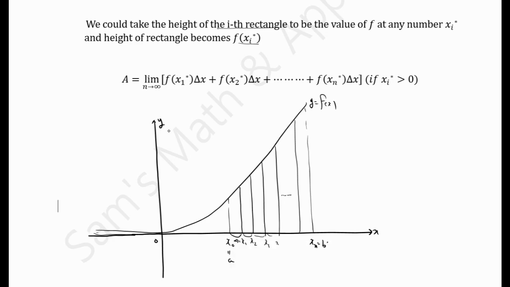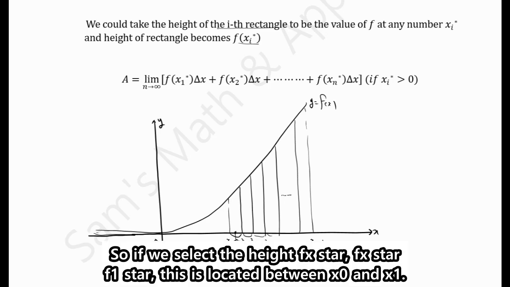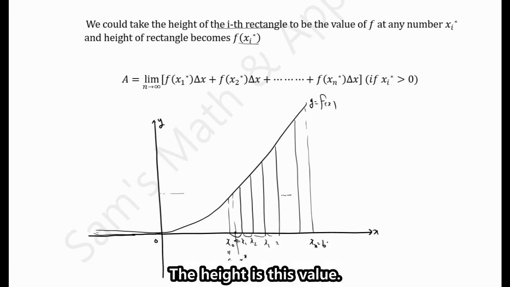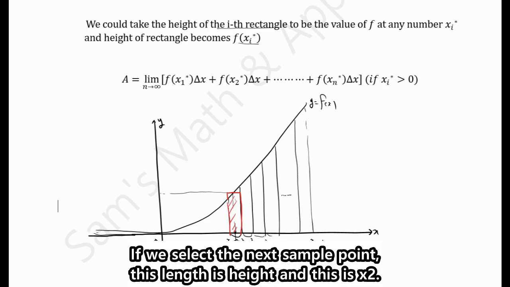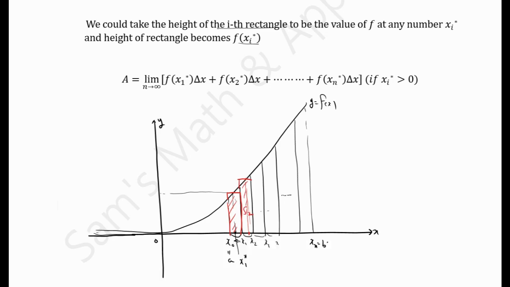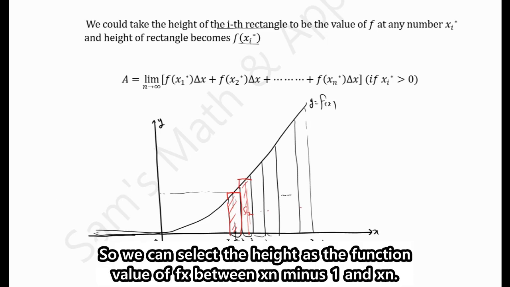So if we select the height f(x1 star), this is located between x0 and x1. The height is this value. So the rectangle has this height, and this is S1. If we select the next sample point, this length is the height, and this is S2. So we can select the height as the function value of f(x) between x(n minus 1) and xn.